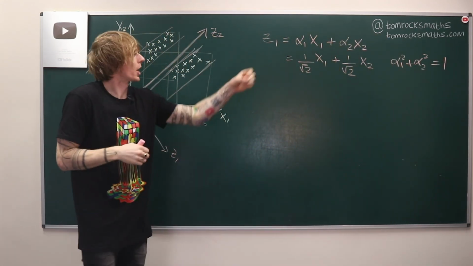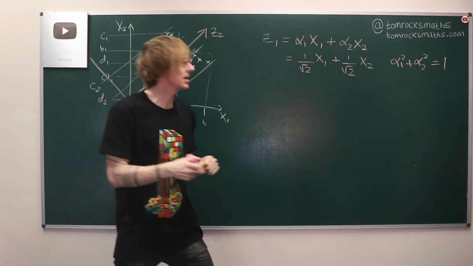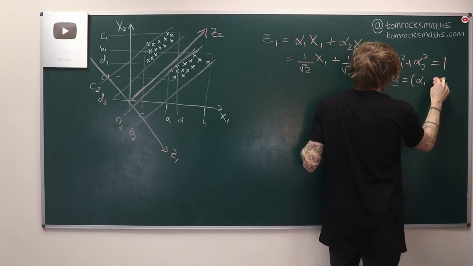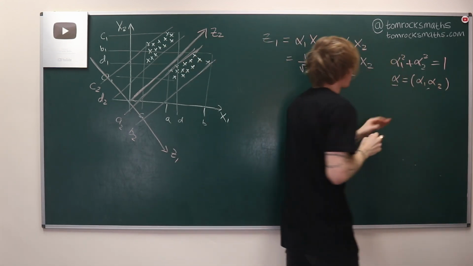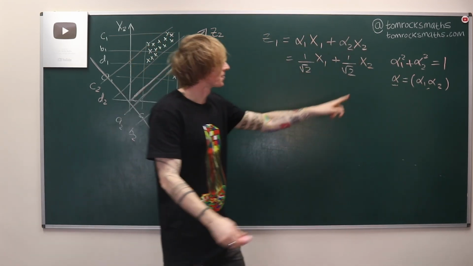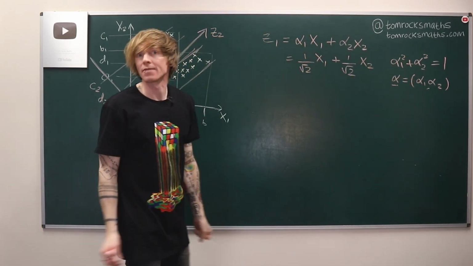So if we think of our coefficients alpha as a vector, so if we say alpha is alpha 1, alpha 2, where they are our coefficients in this linear combination of our variables, then what we've done here is made this a unit vector.